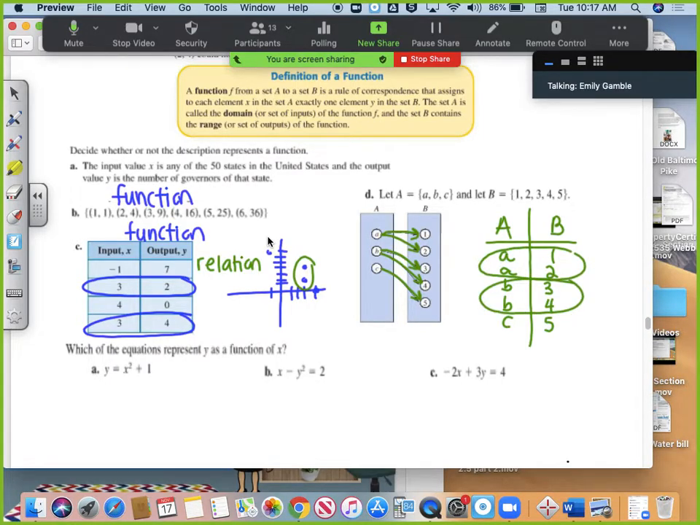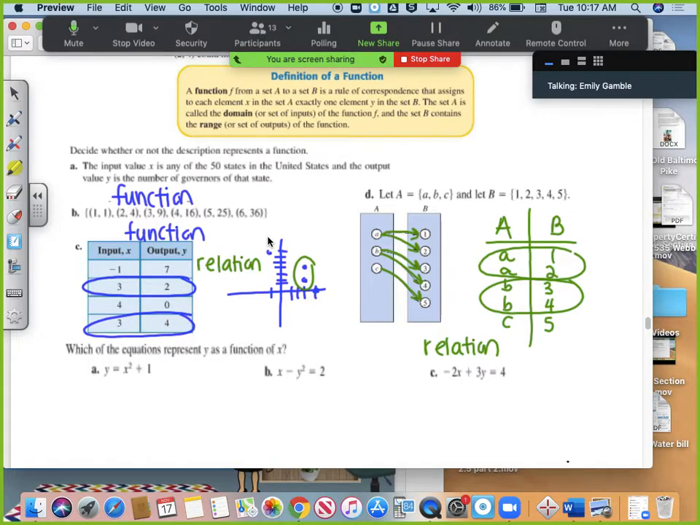Because of that, I would have 2 different points in the graph that would create vertical lines, which would make this thing not a function. The only thing this is, is a relation. Does anyone have any questions on that? You're basically only looking for the X values. If they repeat, it's not a function. If they all are different, it's a function.